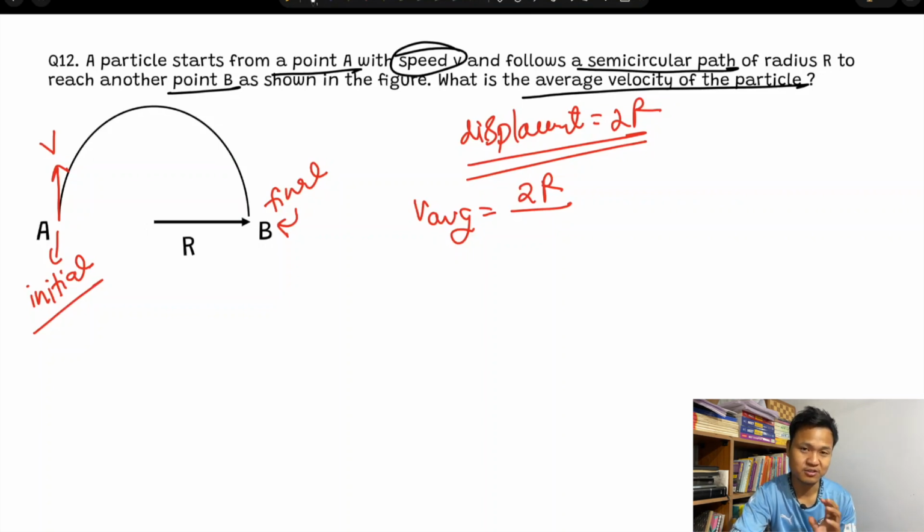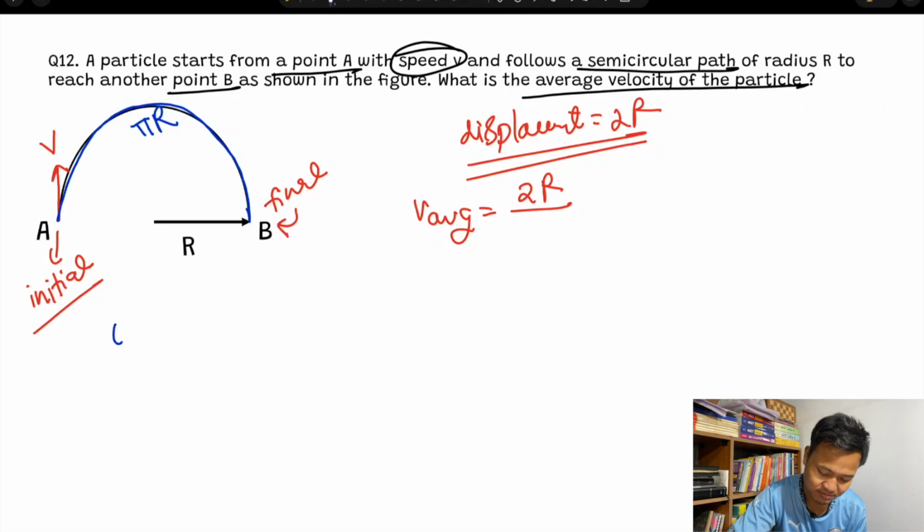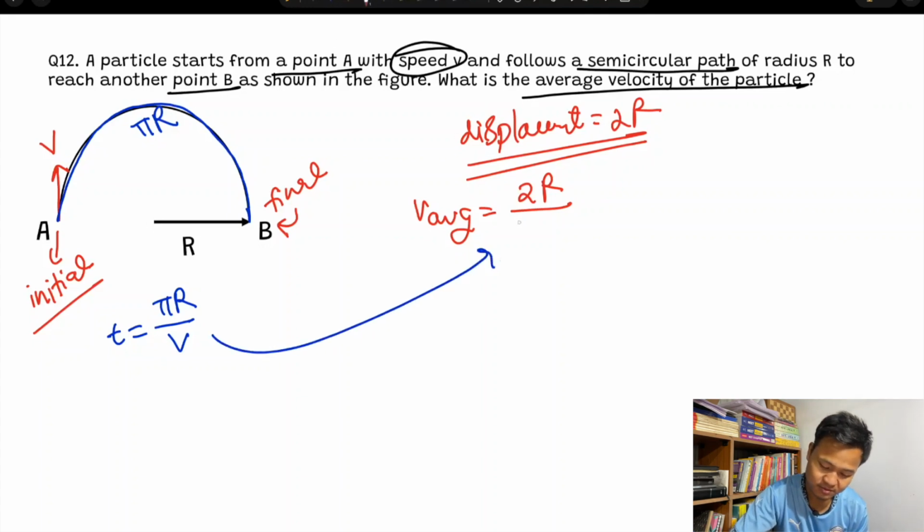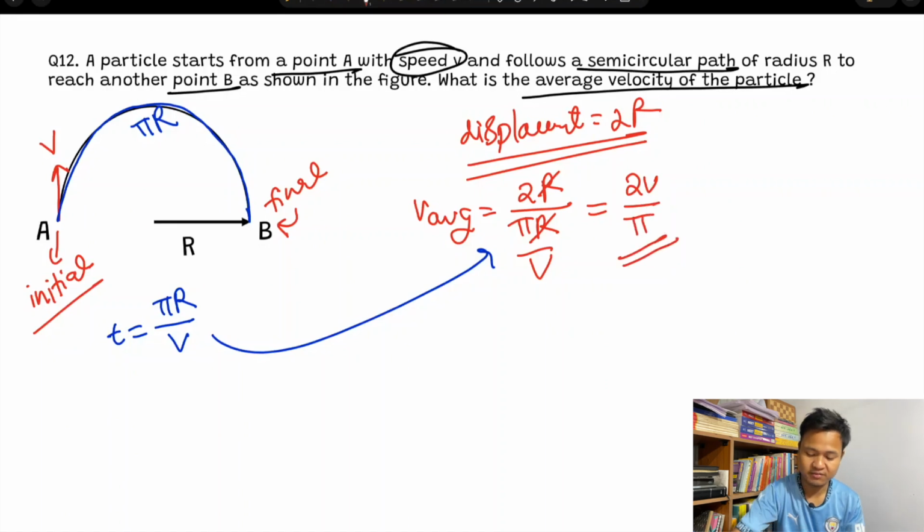Tell me, what is the total distance here? If I go from A to B, what is my total distance? Pi into r. So I have speed and distance, which means I can find out time. Total time is equal to total distance divided by speed, so total time is pi r by v. You put these things here: 2r divided by pi r by v. R gets cancelled out, so 2v by pi. This is the average velocity.